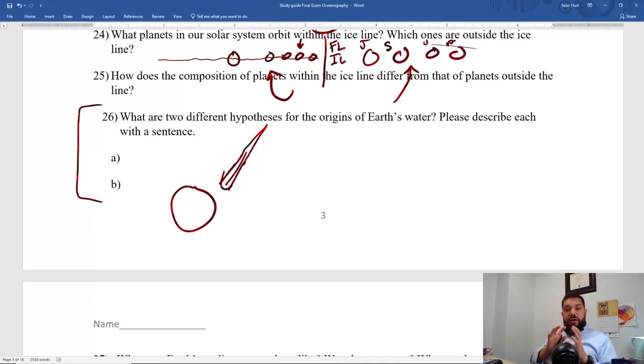So they struck Earth. Now, make sure that you say in your answer, and by the way, this could also be a short answer question on your test, that there's a difference between comets and meteorites. Okay, so these are not meteorites. Meteorites are stony or iron material. Comets are not. Comets are composed of lighter materials like water and carbon dioxide.